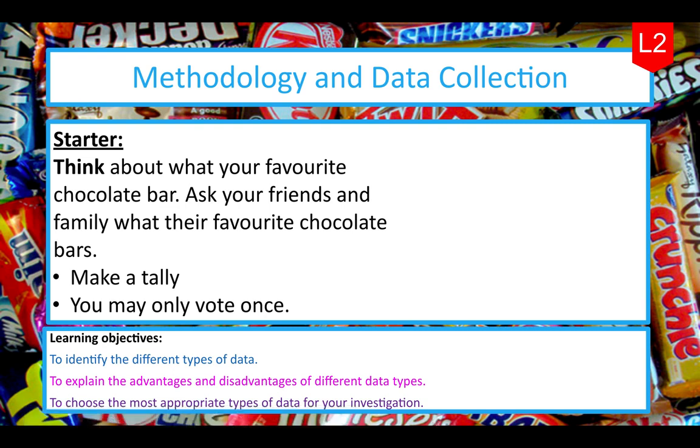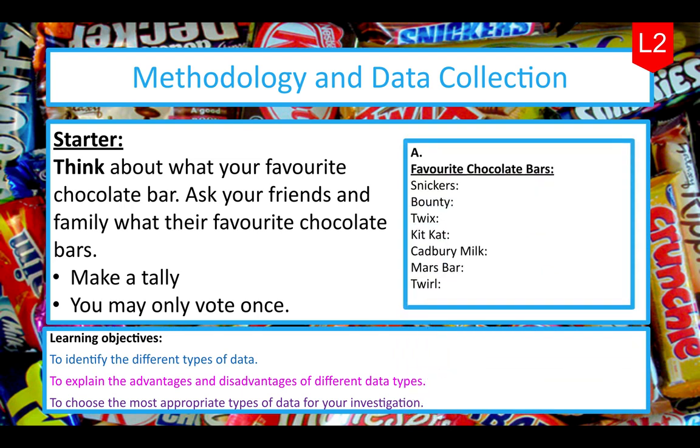And before we can really think about how we are going to collect our data, we're going to think about what different types of data there are. So starting off with what your favorite chocolate bar is, and the people who are at home with you, what are their favorite chocolate bars? From this list, make a little tally. Is it a Snickers? Is it a Kit Kat? Is it a Mars bar? What works for you? So once you have counted that up, I'll give you a moment.